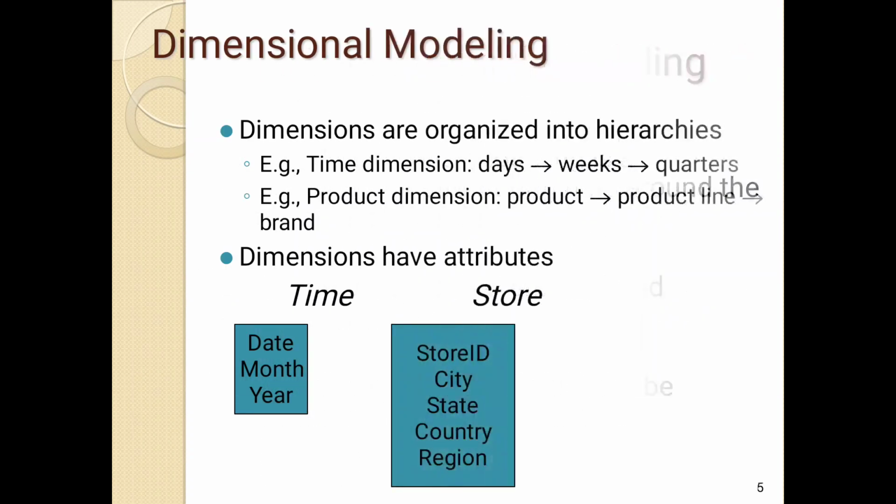Next one, dimensional modeling. The dimensions are organized into hierarchies. For example, consider a time dimension. You are considering the time, in which day, which time. Hierarchy means you are taking a lower category to a higher category. So day, week, quarter. Here you can say a quarter is 2 weeks or 3 weeks.